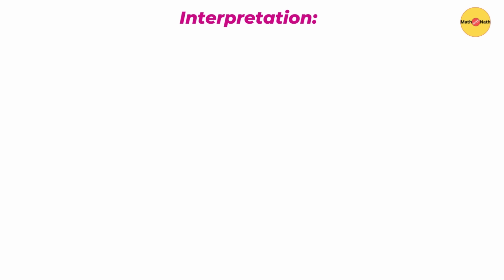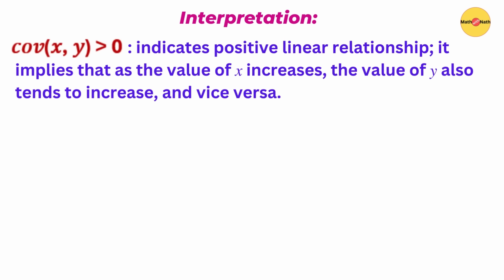Interpreting the results of covariance is crucial. If the covariance between x and y is greater than 0, it indicates a positive linear relationship. It implies that as the value of x increases, the value of y also tends to increase, and vice versa.